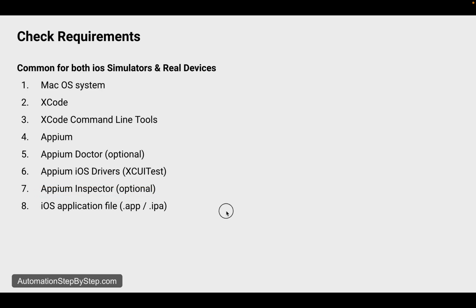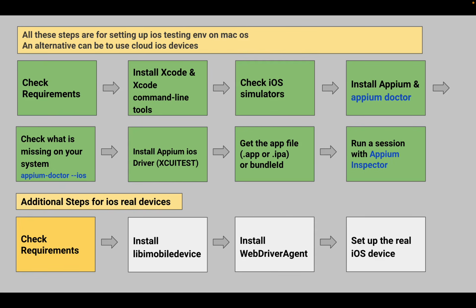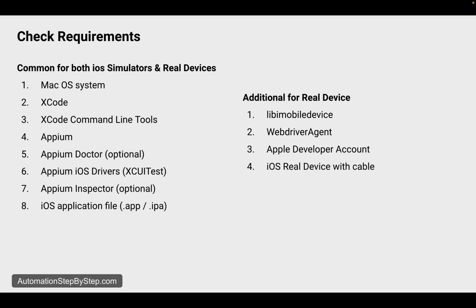or we can use a bundleId. Now for a real iOS device we need a library called libimobiledevice. I will show you what it does and how to get it. We also need to set up WebDriverAgent. We also need an Apple developer account, and then we will need an iOS real device along with a cable to attach it to our system. So these are the additional requirements if you want to use a real iOS device.